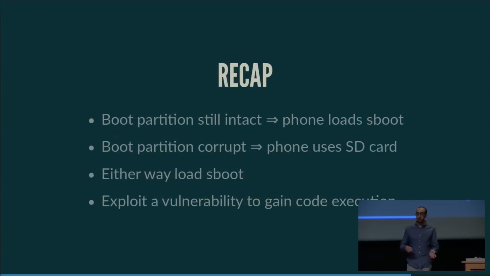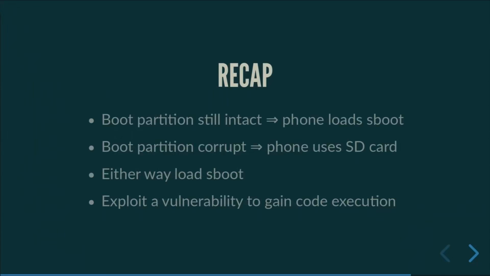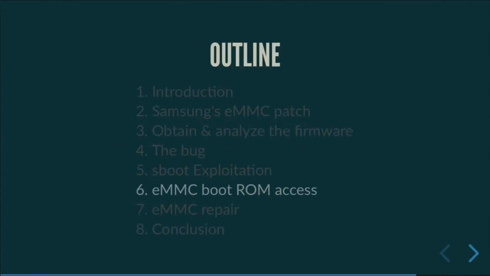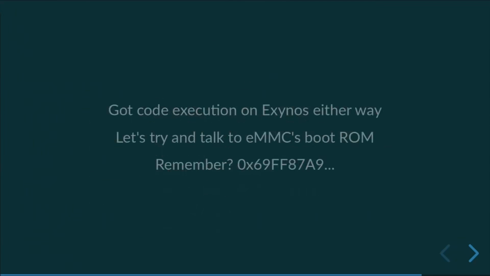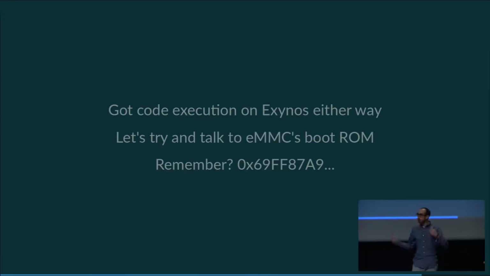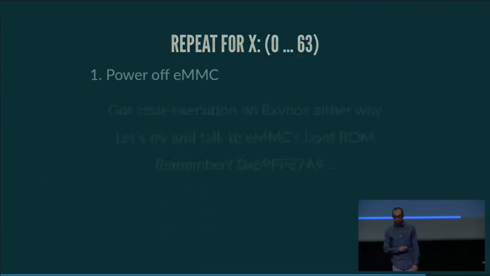So if the boot partition is still intact, the phone loads sboot, and it's stored on your eMMC. But if it is corrupt, the phone uses the external SD card. And either way, I can load sboot, and then I can exploit a vulnerability to gain a code execution on sboot. And the next step is to access the eMMC bootrom. And as I said before, I need to trigger this interrupt number 7 and send this argument somehow.